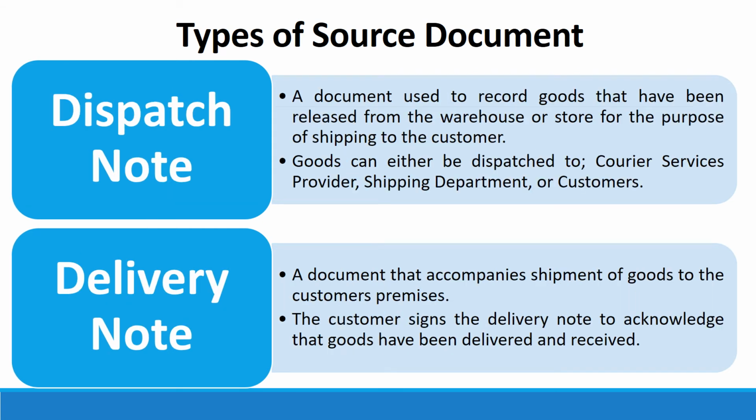A dispatch note is a document used to record goods that have been released from the warehouse or store for the purpose of shipping to the customer. Goods can either be dispatched to a courier services provider, shipping department, or to the customer himself. A delivery note is a document that accompanies shipment of goods to the customer's premises. The customer signs the delivery note to acknowledge that goods have been delivered and received.